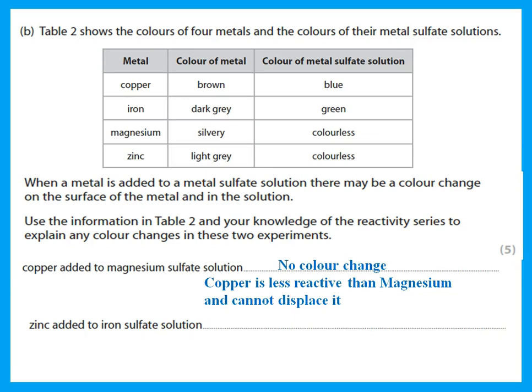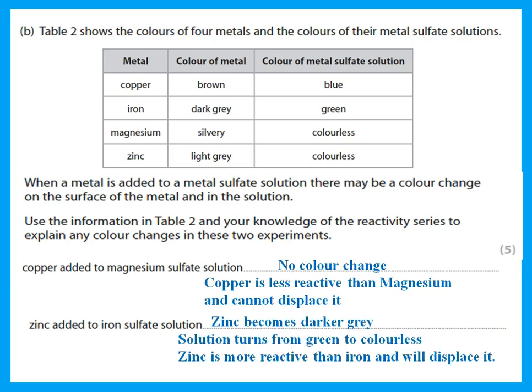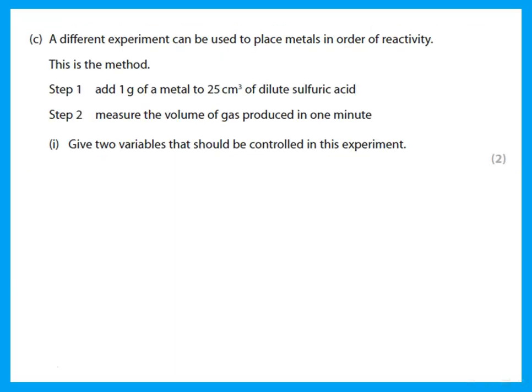Now, when I add zinc, it will displace the iron, so the zinc will change from light gray to dark gray, because the iron will make a coating on the zinc, and the solution will change from green to colorless. Iron(II) sulfate is green, and when it becomes zinc sulfate, this becomes colorless. This is because zinc is more reactive than iron and it will displace the iron out of the solution.